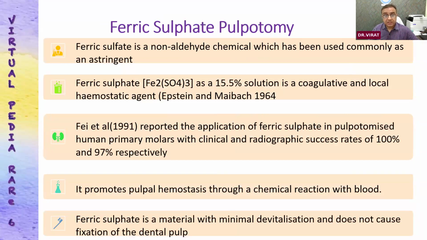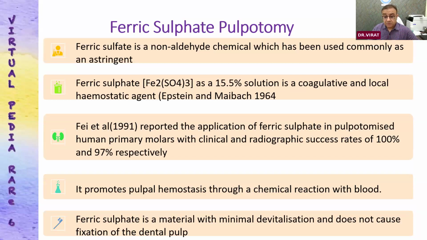Next is ferric sulfate pulpotomy. Ferric sulfate is a non-aldehyde chemical which has been used commonly as an astringent. Ferric sulfate as a 15.5% solution is a coagulative and local hemostatic agent. Fee et al. reported the application of ferric sulfate in pulpotomized human primary molars with a clinical and radiographic success rate of 100 and 97% respectively.